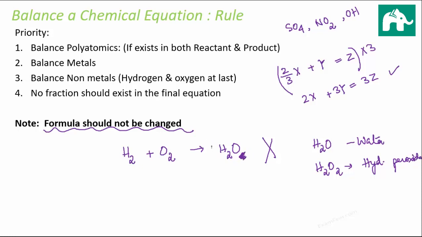So how do we balance it? We multiply this by 2. So what happens? Oxygen gets balanced, and in order to balance hydrogen, we multiply this also by 2. So this is how we balance it, right? So that we do not alter the molecular formula.